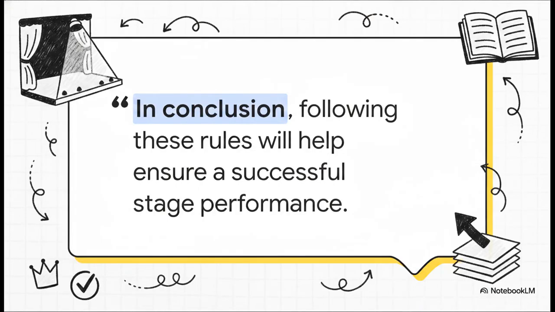Let's see how that acting on stage paragraph totally nailed this. The final sentence reads, "In conclusion, following these rules will help ensure a successful stage performance." It brilliantly uses a transition phrase, "in conclusion," and perfectly summarizes the entire paragraph. It echoes that original topic sentence without just lazily copying it word for word.